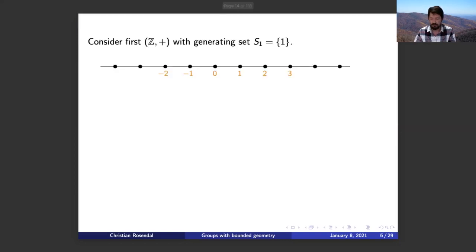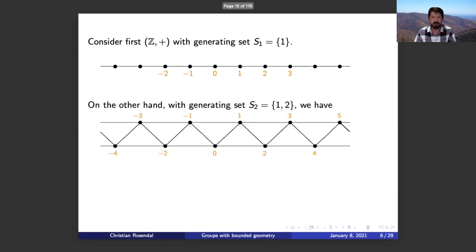Okay. So here's again the typical example: you first take the integers and you pick the standard generating set, which is just the single element one. Well, then you connect two group elements, two integers, if they differ by one. So this gives us this bi-infinite line as the Cayley graph, and the word metric is just the standard Euclidean metric on the integers.